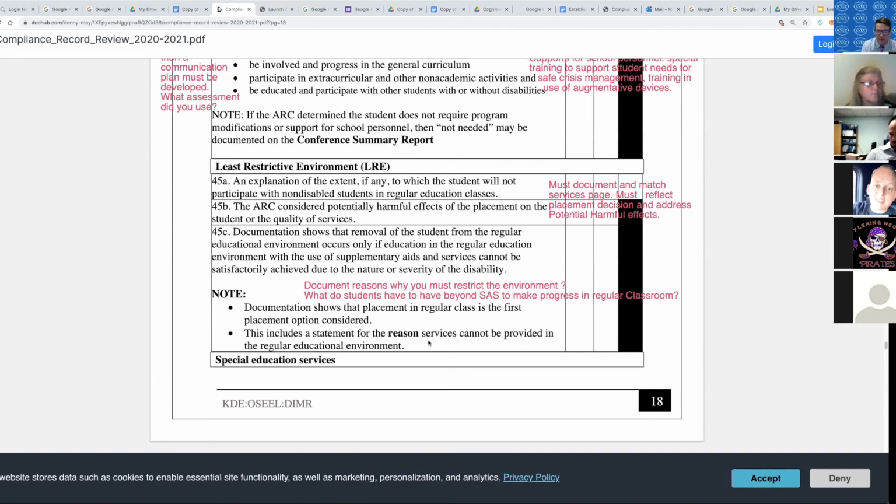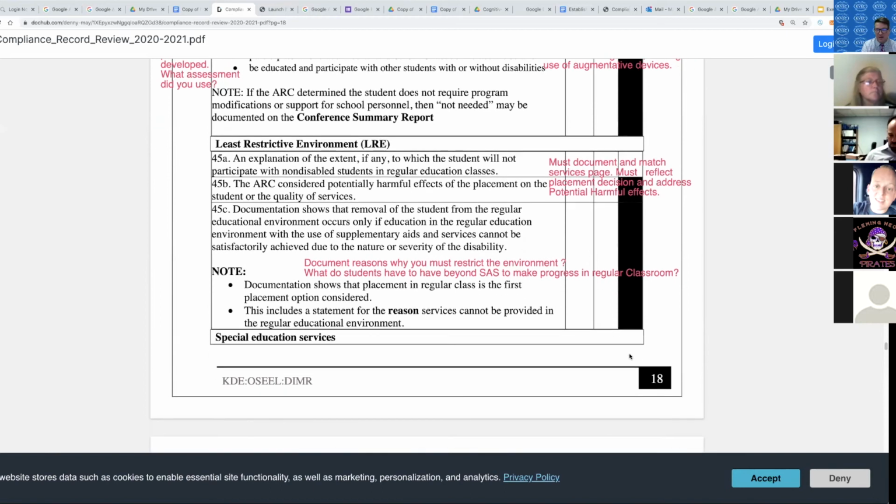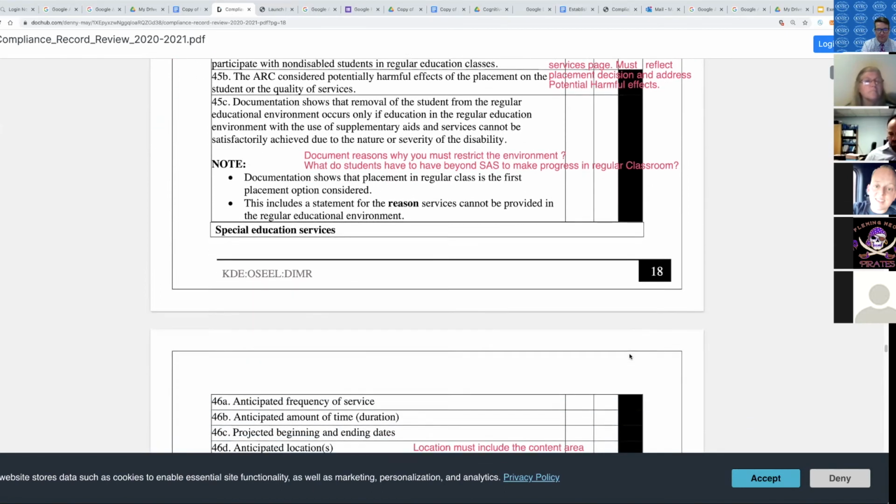We're looking back on the conference summary that you included reasons why, even with the use of supplementary aids and services, the student can't get it done in the regular classroom. They can't get it done in the regular classroom with co-teaching. They've got to be in a resource room. What is it that's restricting that environment? What are the reasons that's causing that? And we've already talked about that at length, so I'm going to skip on through that.